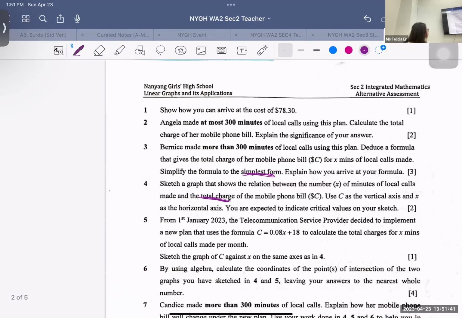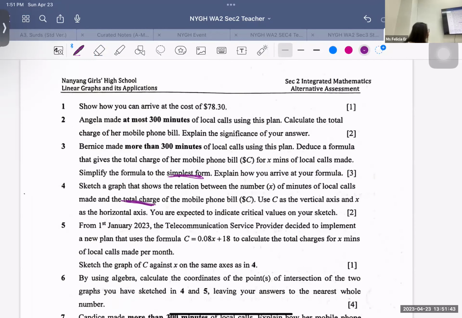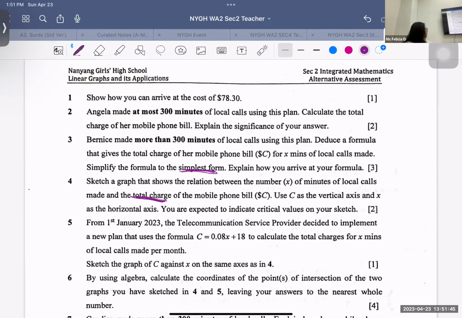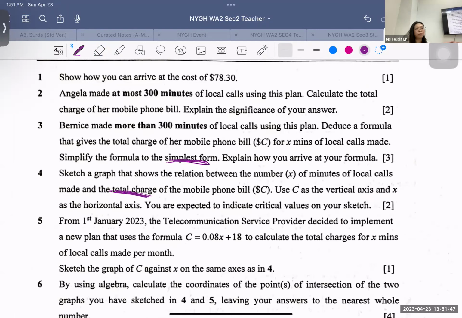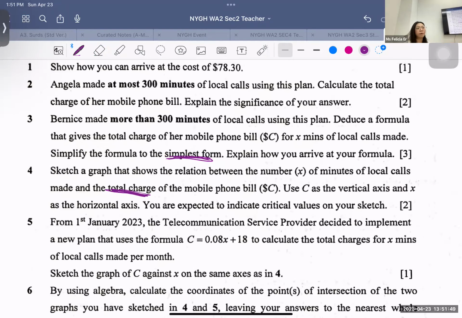So they ask you to sketch a graph. Basically, they want you to sketch a graph of how the phone bill looks when the number of minutes changes. Take note, usually when you sketch your graph, you have your y-axis and your x-axis, but in this case, you have to label your y-axis as C, exactly. If you label it as y, you will be penalized. Why is that so? Not the alphabet y. Because they already clearly indicated in this question.